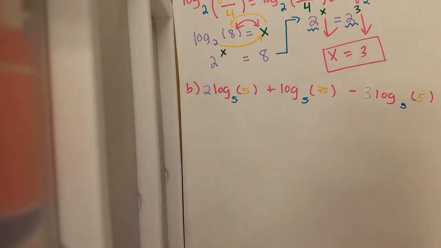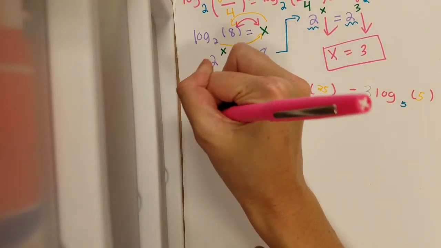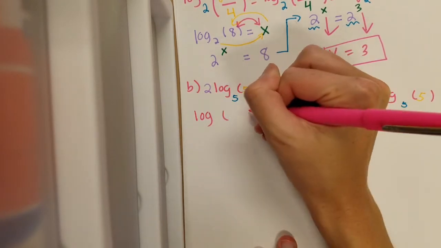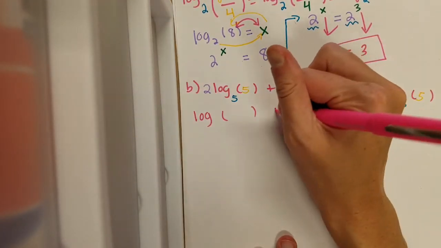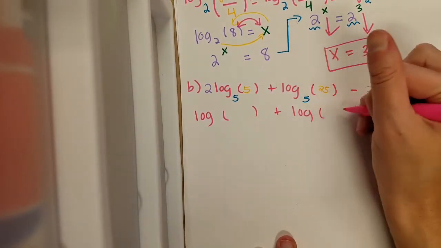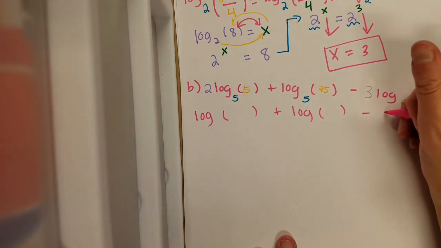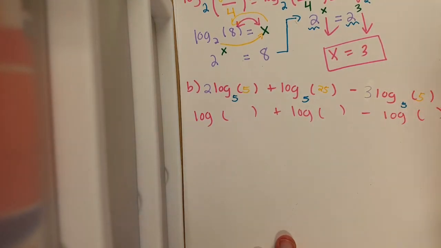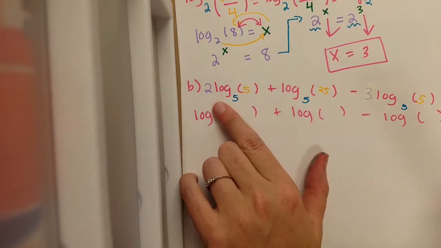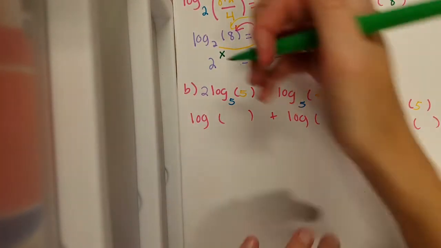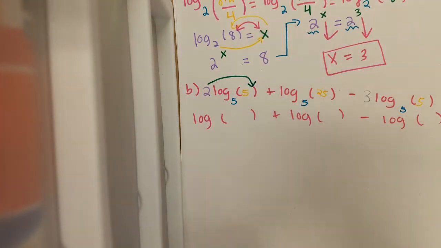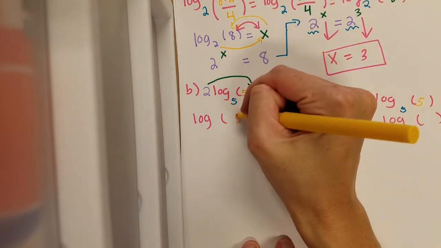Okay, so I'm just going to set it up. So you have log of something plus log of something minus log of something. Alright, let's see what happens. This first one, I have a number in front of my log. So using the power rule, we're going to move that to its exponent spot. So this will be 5 to the second power.